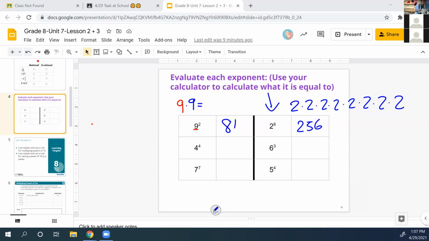Very nice. Now we're gonna look at 4 to the 4th. What is 4 to the 4th equal to?